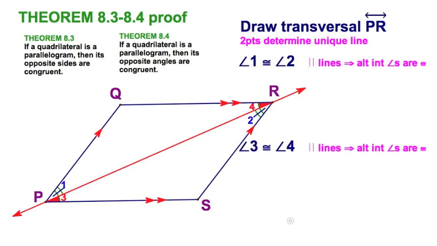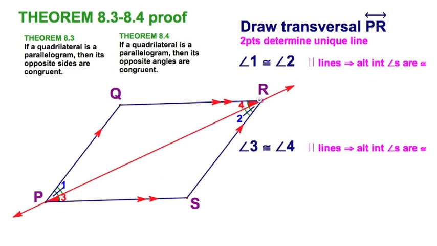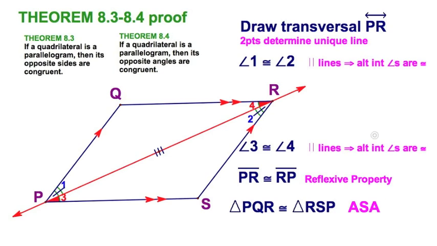And 3 and 4, same argument. Given this pair of parallel lines, same transversal, the two red angles are congruent as well. All I need now is this side. PR is congruent to itself by the reflexive property, and therefore I've got a pair of congruent triangles by angle, side, angle.